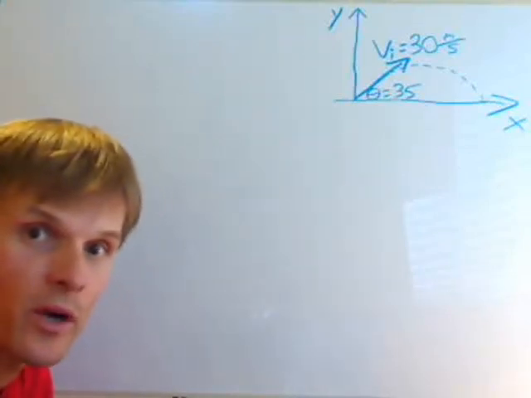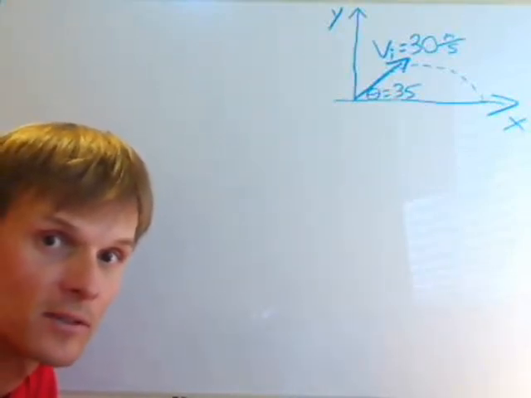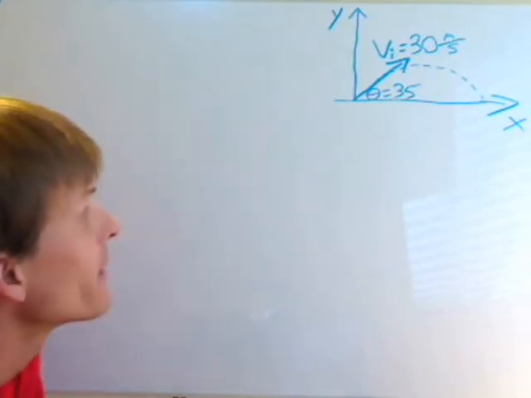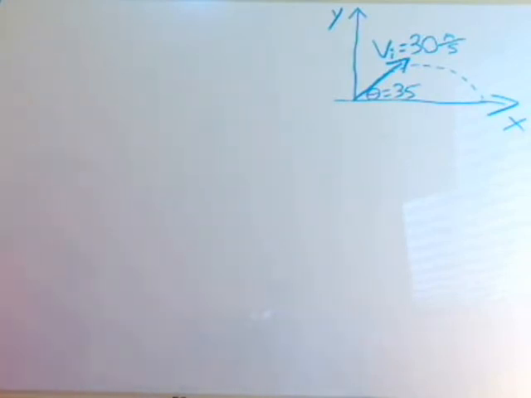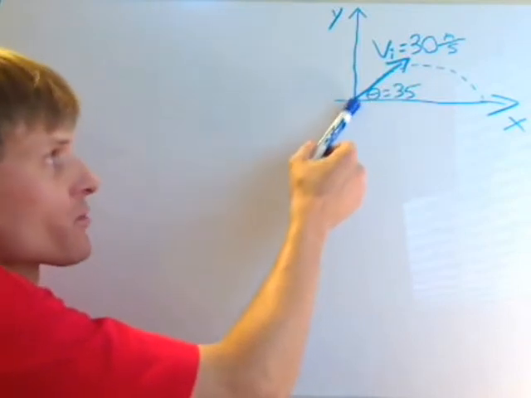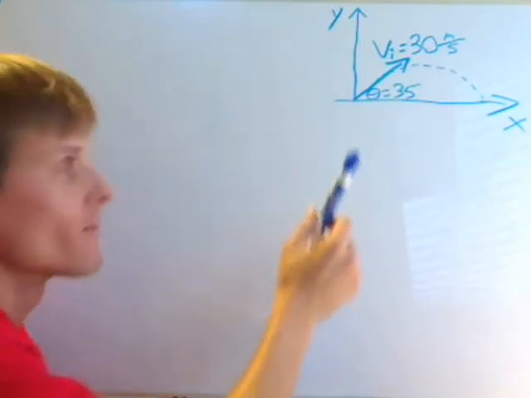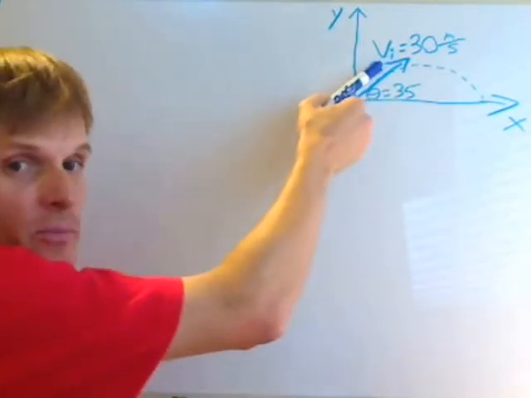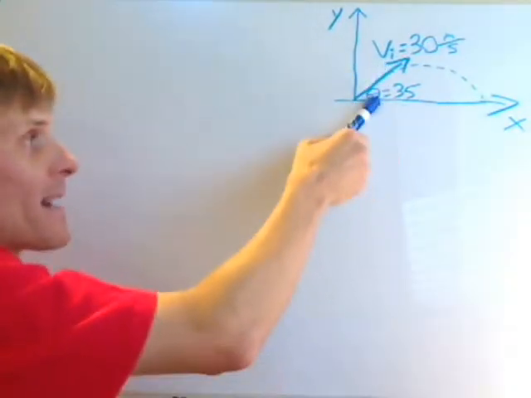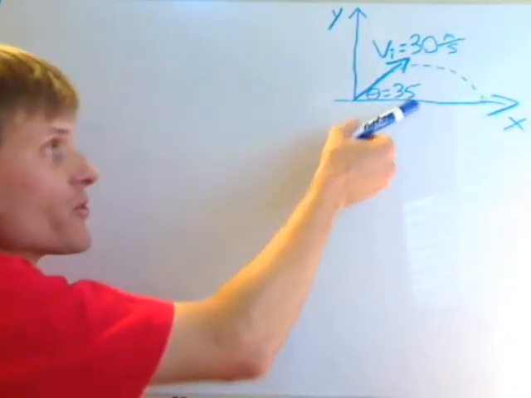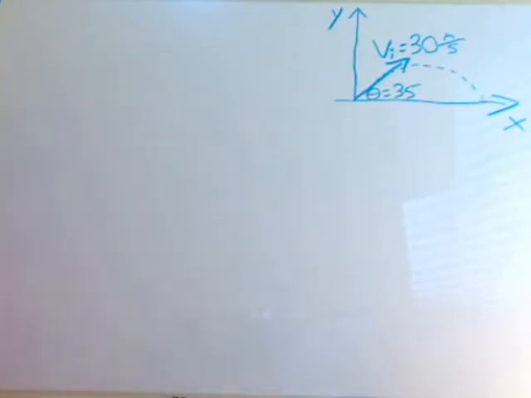All right, so let's go ahead and work this projectile problem. In this problem, we have a baseball or some sort of object that's thrown or fired at a speed of 30 meters per second at an angle that's 35 degrees with the horizontal.